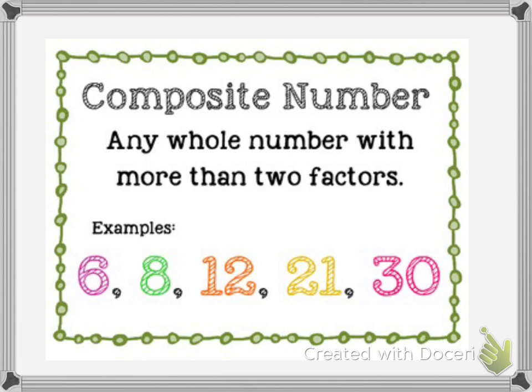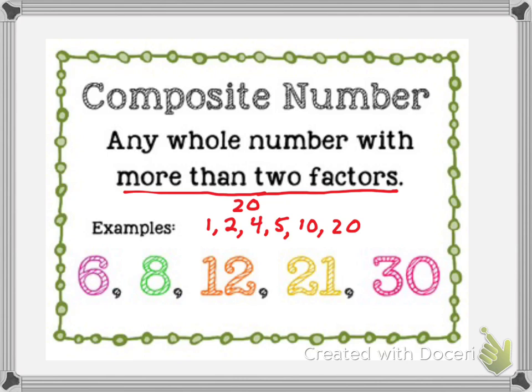A composite number is any whole number with more than 2 factors. There's that key. More than 2 factors. So if you think about the number, say, 20. We know that we have 1, we have 2, we have 4, we have 5, we have 10, and we have 20. These are all factors of 20, and there's more than 2, so that is why 20 would be considered a composite number.